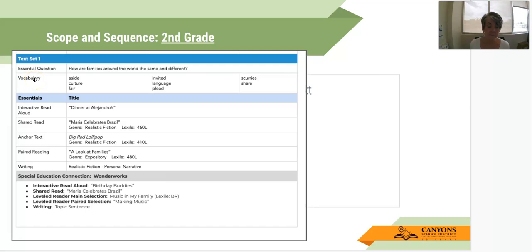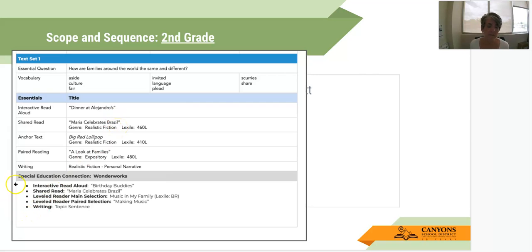What's the vocabulary and essential question? So you have vocabulary across here, essential question. Here are the 4 reads and what's being done in writing. So here you have a personal narrative, and here you have your lexiles listed. There's not a lexile here because it's a listening piece, because it's the interactive read aloud.